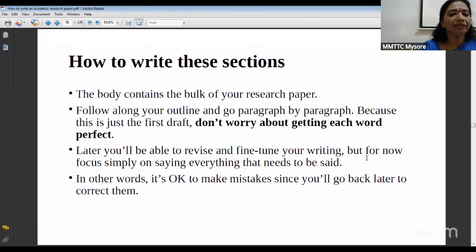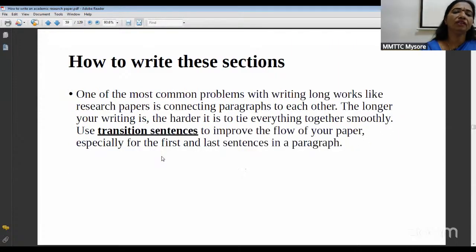Fine tune your writing, but for your focus simply on saying everything that needs to be said. It's always possible to make mistakes. Nobody is perfect, and it's possible that you are going to make mistakes. Don't worry about that.